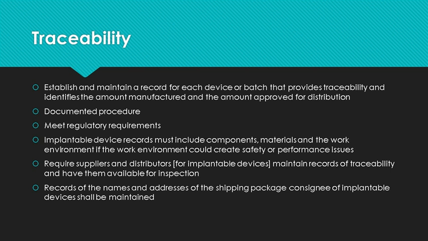Implantable devices have additional traceability requirements. Their records must include components, materials, and the work environment if the work environment conditions could create safety or performance issues. Suppliers and end item distributors must maintain records of traceability and have them available for inspection. Records of the names and addresses of shipped package consignees shall be maintained. There's no waffling on this one. You've got to keep the records.